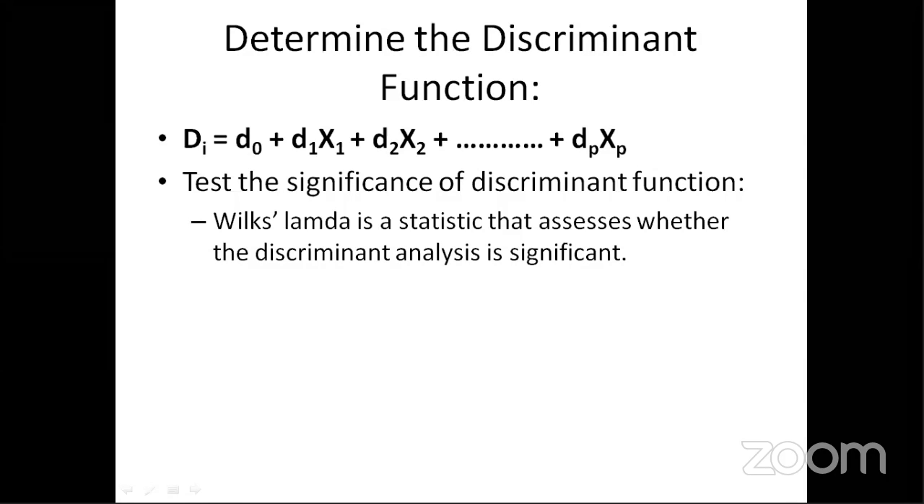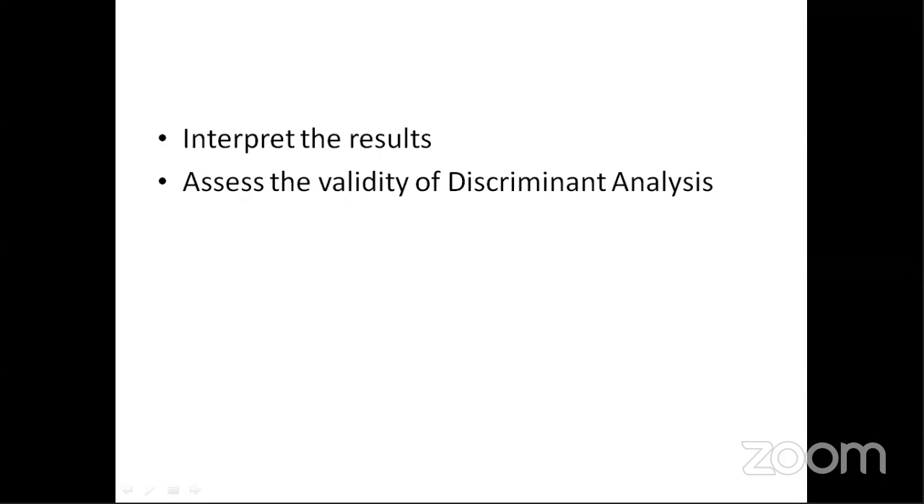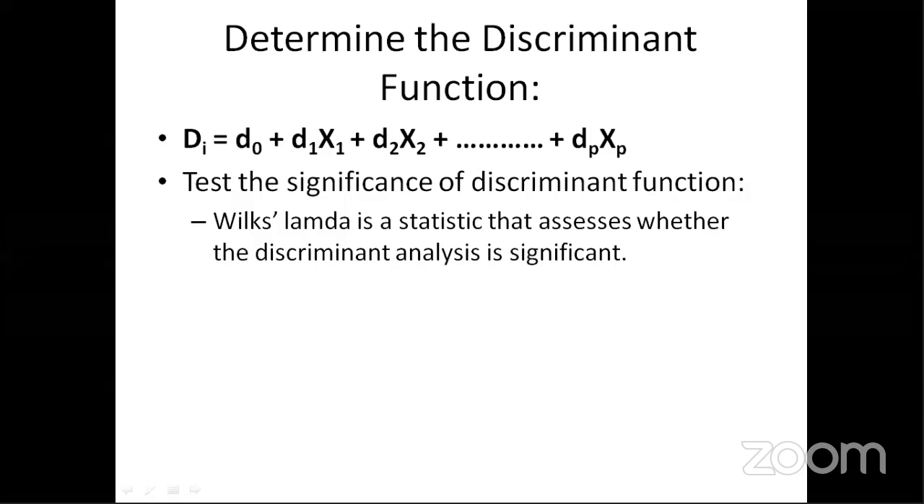Using this information, we'll estimate the discriminant score for each respondent. सभी respondent के लिए हम लोग क्या करेंगे, we'll estimate the discriminant score, and on the basis of the discriminant score, we will decide which group the respondent will come in. So this is the use of the discriminant score. So we have to determine the discriminant function by using the discriminant coefficients.